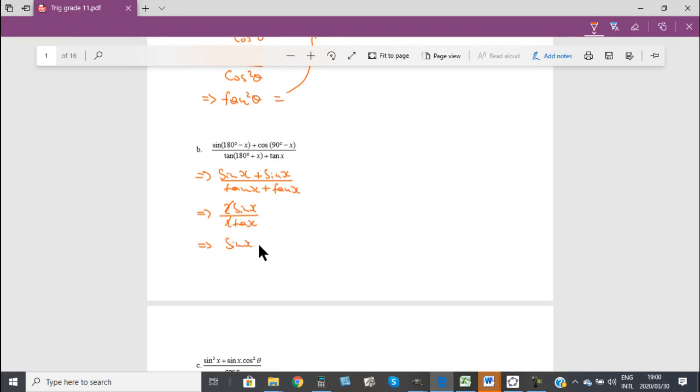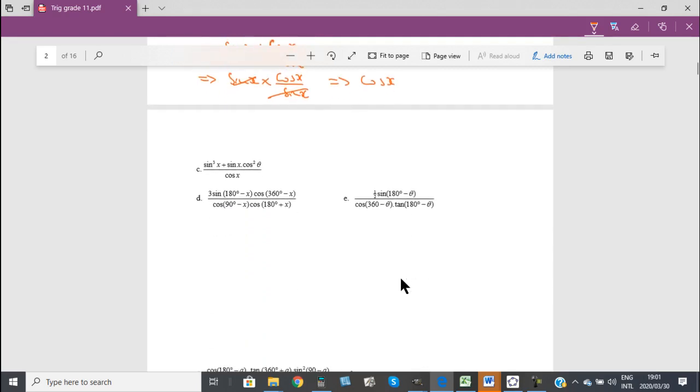So this is basically sine x divided by sine x over cos x. But when you divide by a fraction, it's the same as sine x times cos x over sine x. So sine x cancels the sine x, and then we just get cos of x.